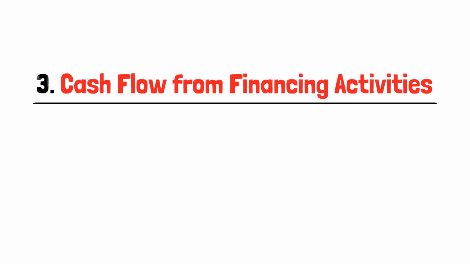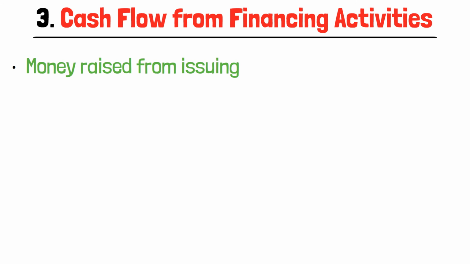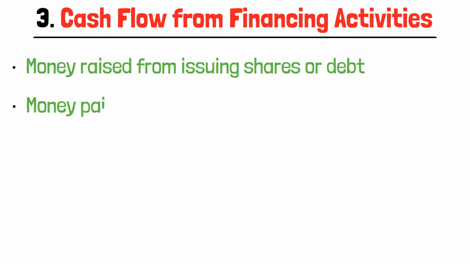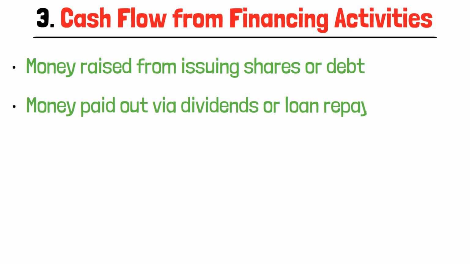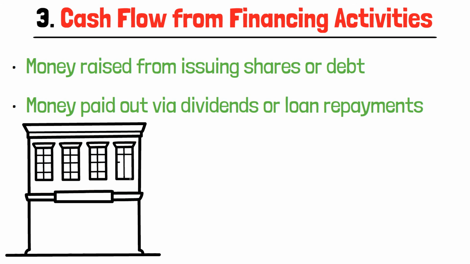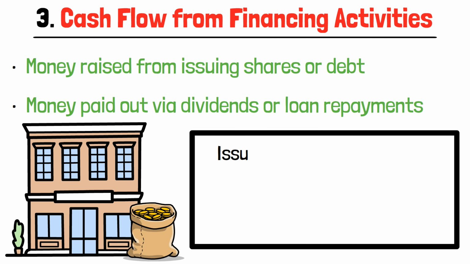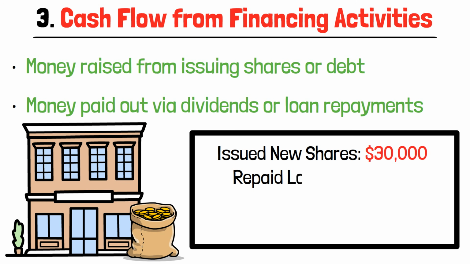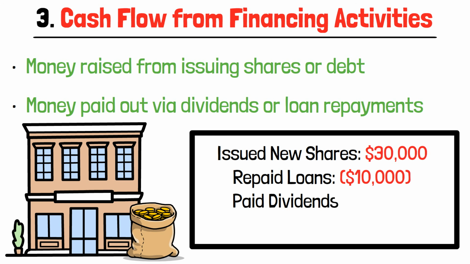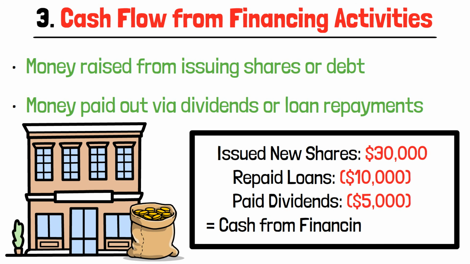Third, cash flow from financing activities. This section includes money raised from issuing shares or debt, money paid out via dividends or loan repayments. This shows how the company funds itself. For example, you've issued new shares, $30,000. You've repaid loans, $10,000. You paid dividends, $5,000. Your cash from financing equals $15,000.